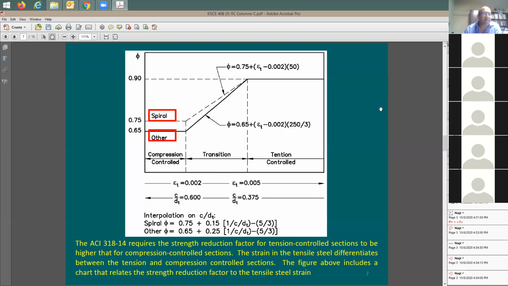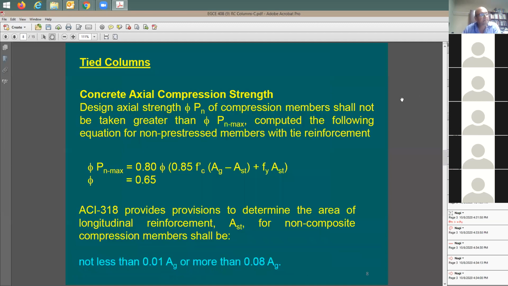So as I was saying here, if you have a spiral column, you're going to be using phi factor 0.75. If you have tied columns, it's going to be 0.65. Now we understand the reason that we have this dashed line. For tied columns, the equation is very simple. Look at the equation here.